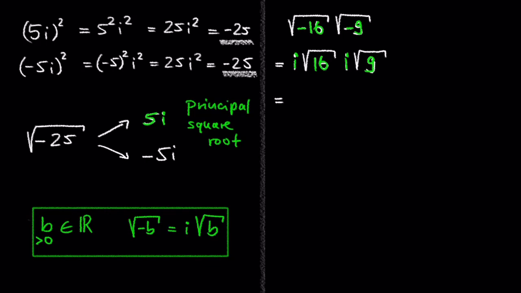So we can write the square root of negative 16 times the square root of negative 9 as i times the square root of 16 times i times the square root of 9. The square root of 16 is 4 and the square root of 9 is 3. So we get 4i times 3i, which is 12i squared, which is 12 times negative 1, which is simply negative 12.